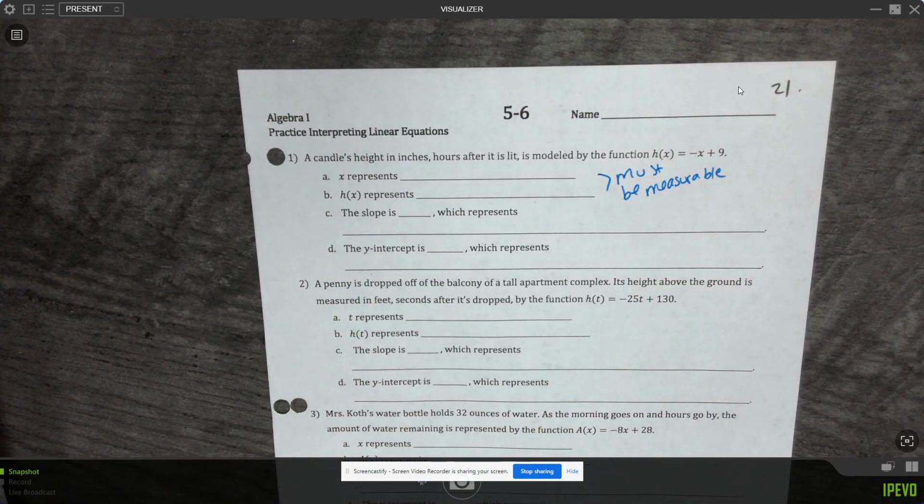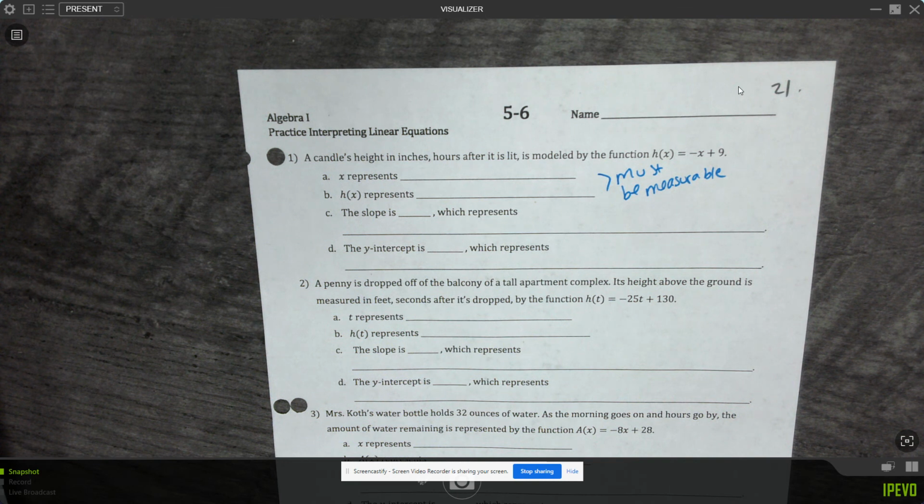So you must be able to measure it. For example, you can measure someone's age, right? You are 14 years old. You are 72 years old. I can measure that. You can measure someone's weight. You can measure how many seconds it has been. You can measure something like that.